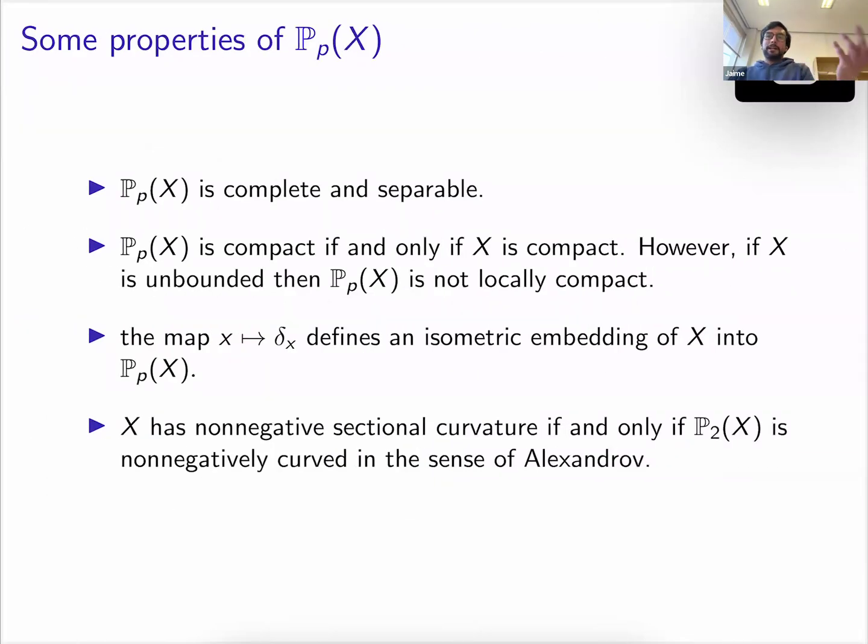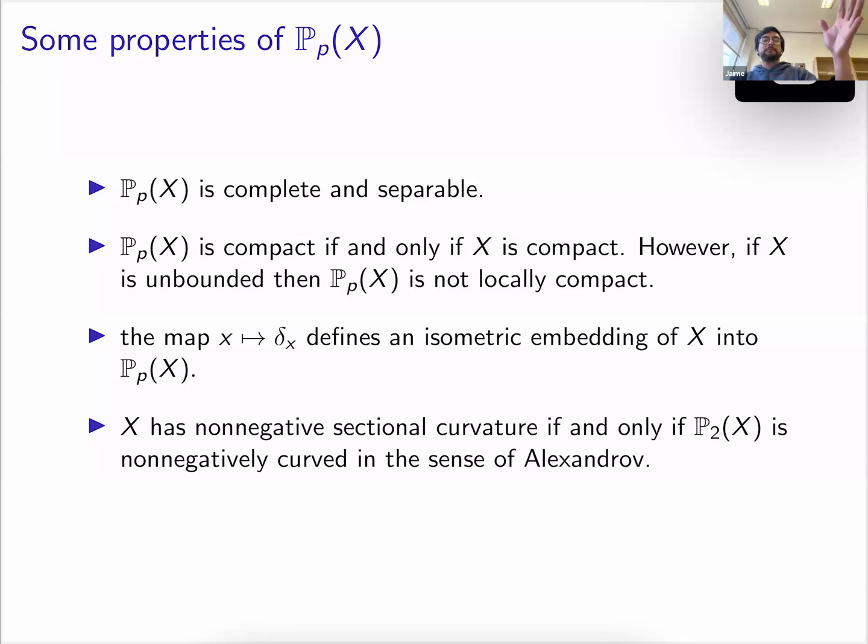This distance will have many nice properties. I will just list a couple of them. First of all, my space with this metric will always be complete and separable. The Wasserstein space will be compact if and only if the base space is compact. If, however, my space X is not bounded, then the space of probability measures will not be locally compact. Thirdly, and this will be important later, if I take the map that sends each point to the corresponding Dirac delta, then this defines an isometric embedding of X into Wasserstein space.